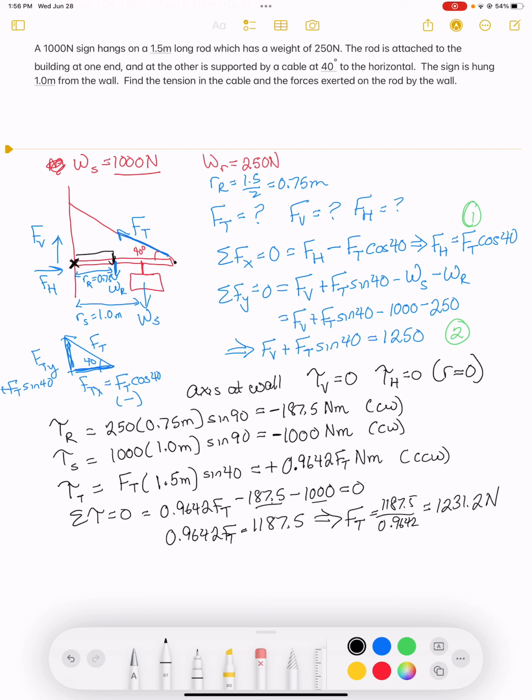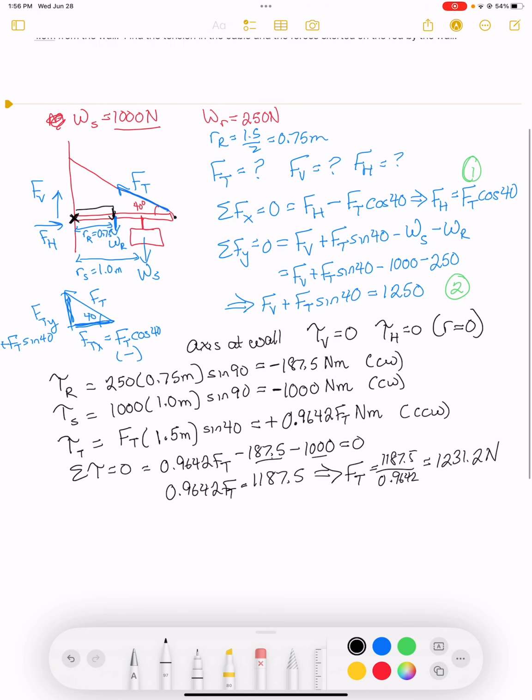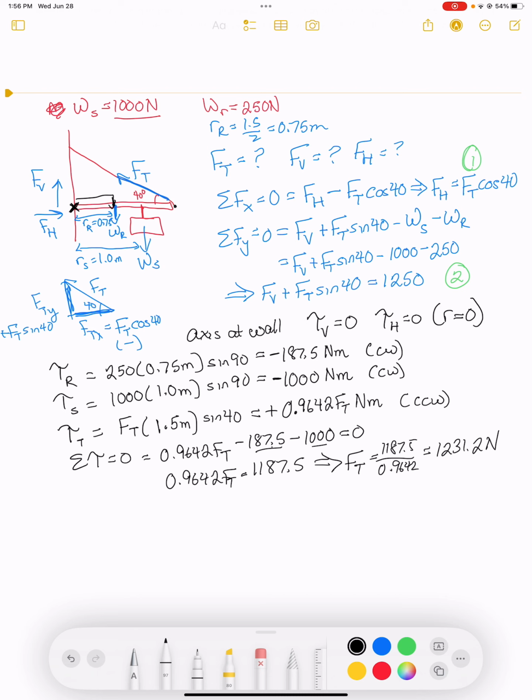Okay, so now remember I said that once I found the force of tension, I could plug it into equation 1 and equation 2 to give me the other two forces that I need to know. So let's do that. If I look at equation 1, equation 1 said that the horizontal force was F_T cosine 40. So that's 1231.2 cos 40. So that gives me 943.5 newtons.